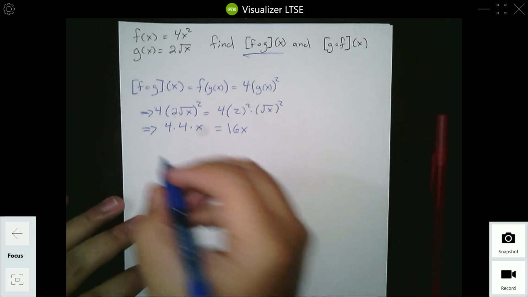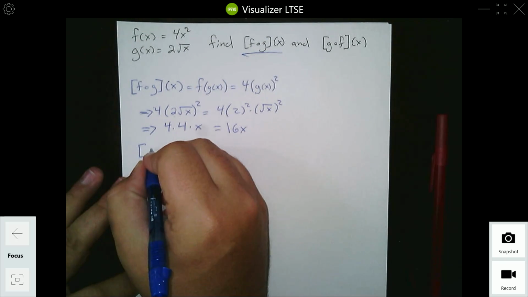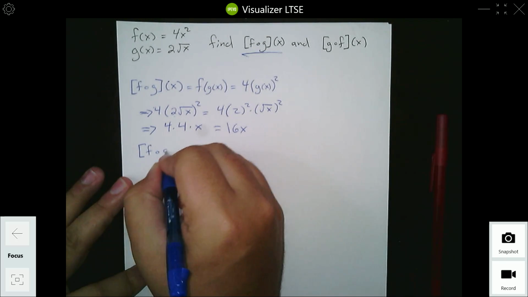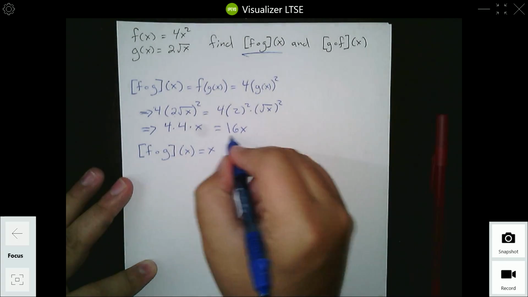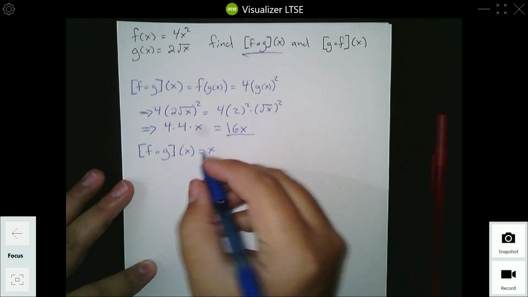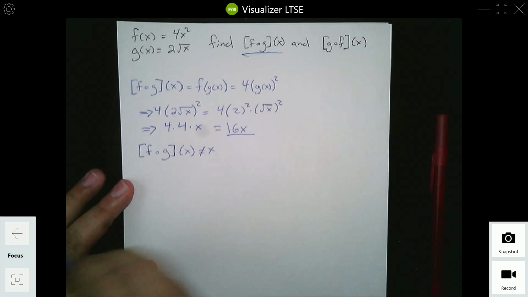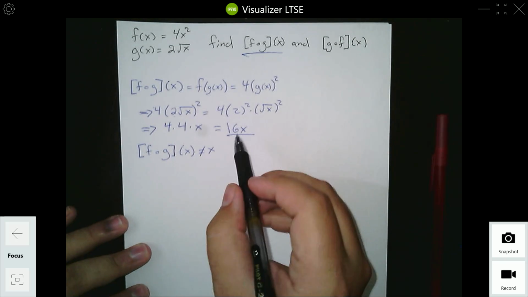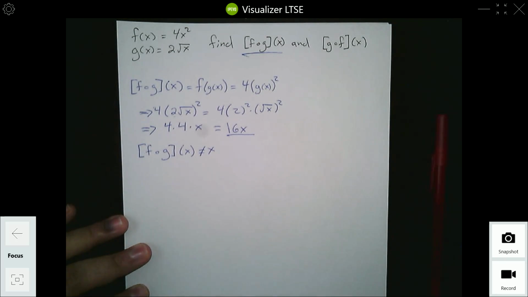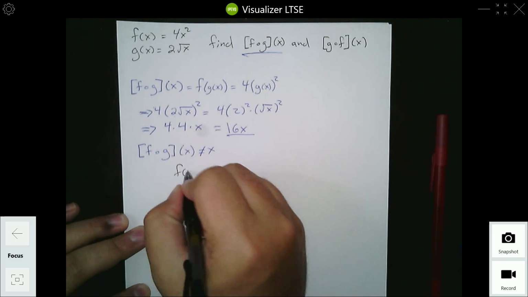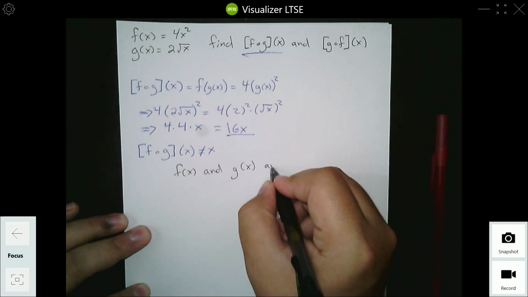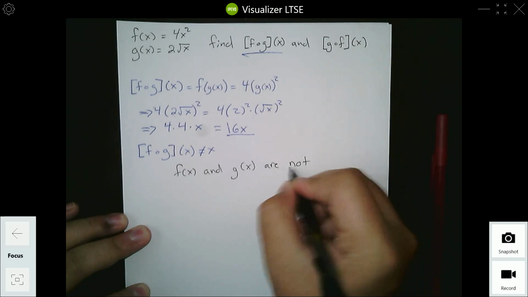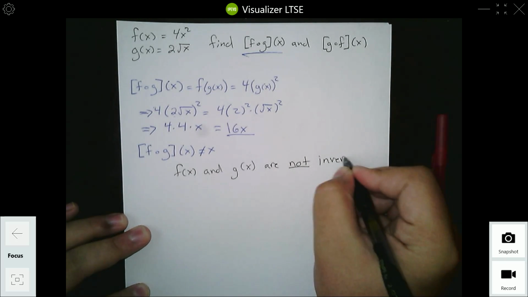Now, remember, we're looking for f of g of x is equal to x. Since we verified it does not, that means f of g of x does not equal x. So we can then state, we don't even have to do the other one, we can say they can't be inverses because one of them doesn't work. They both have to work in order for them to be inverses. So we can say f of x and g of x are not inverses.